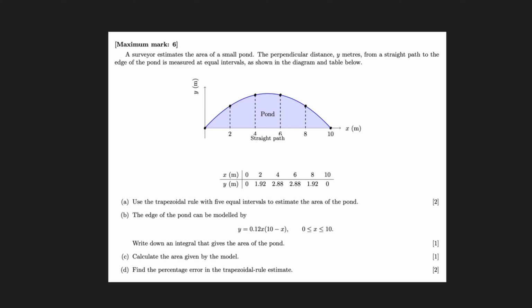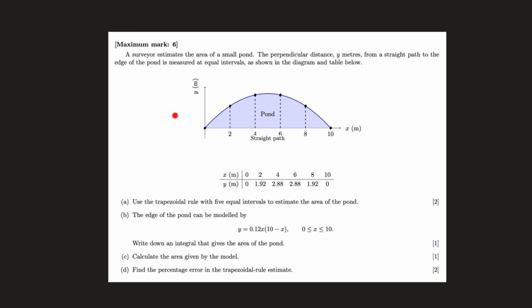Following the first two tutorials on the trapezoidal rule, we now work through a typical IB AI SL exam-style question. And of course that's the question you can see on the screen here, in which we're told a surveyor estimates the area of a small pond. The perpendicular distance, y meters, from a straight path to the edge of the pond is measured at equal intervals as shown in the diagram and table below.